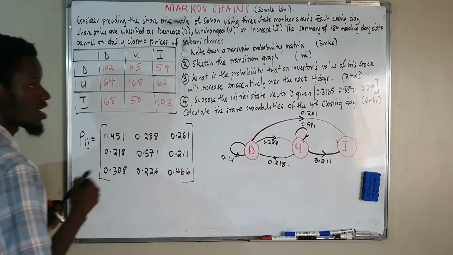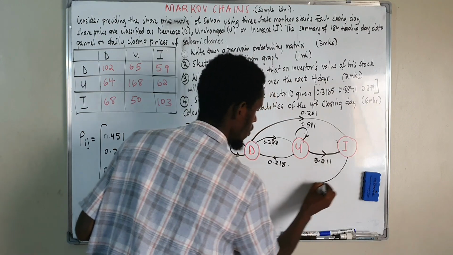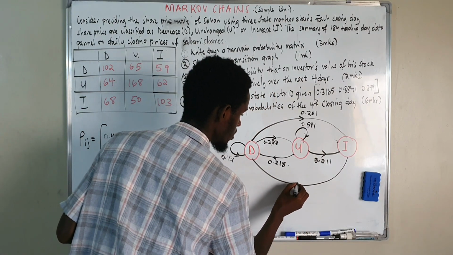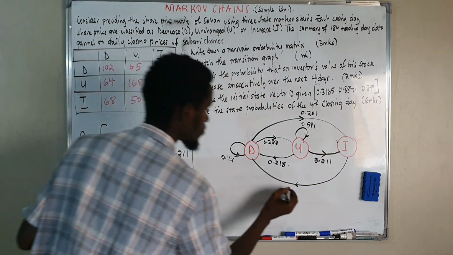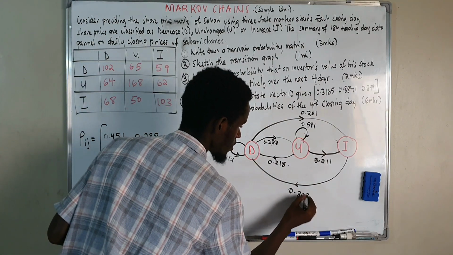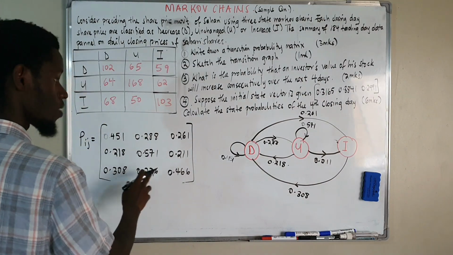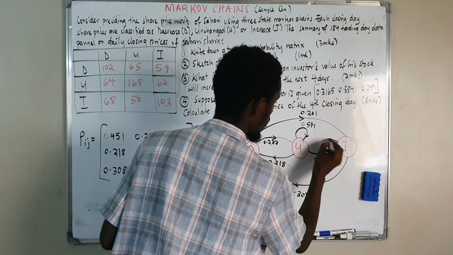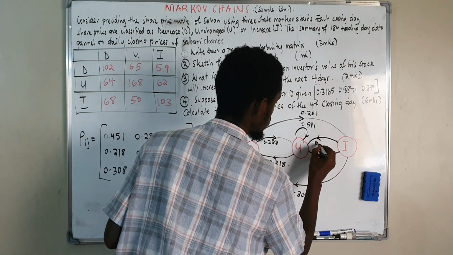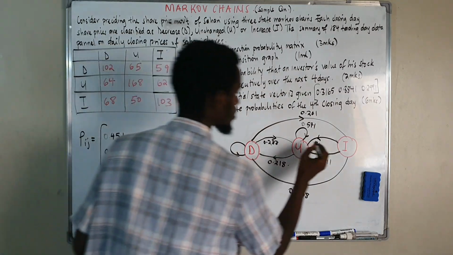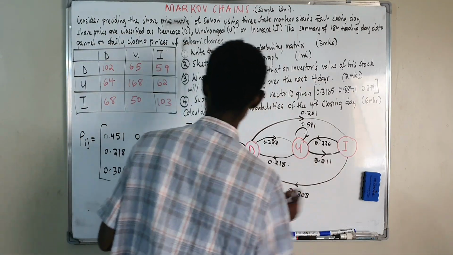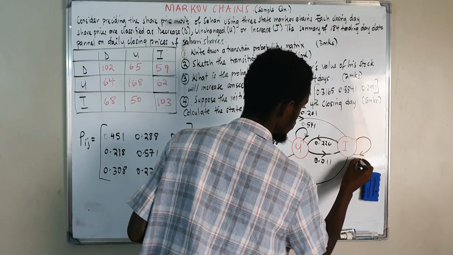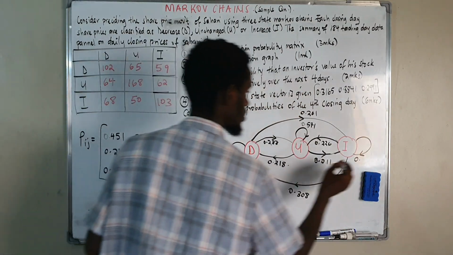Now I can come back. From I to D, I'm coming from I, going to D. It's going to be 0.308. Now I to U, coming from I, going to U, is going to be 0.226. And then from I to I is going to be 0.466.